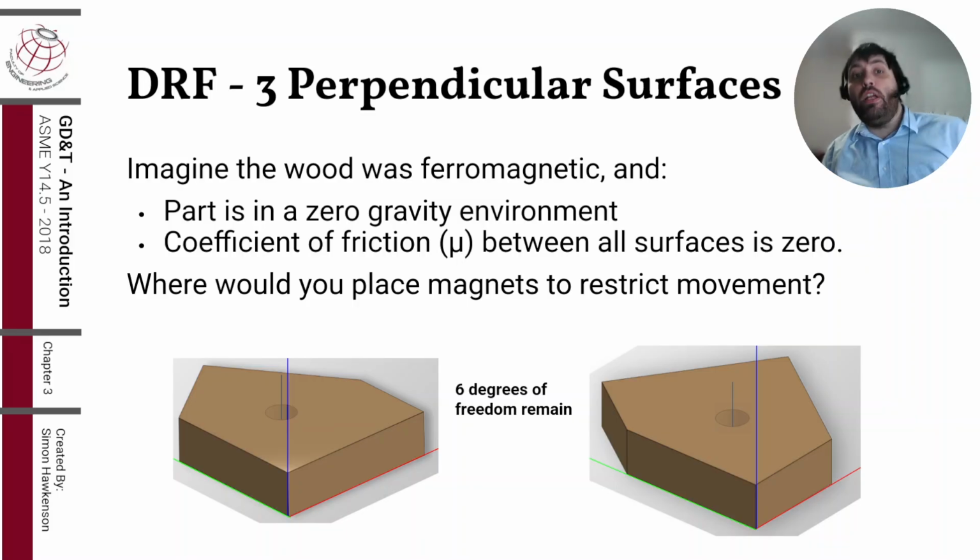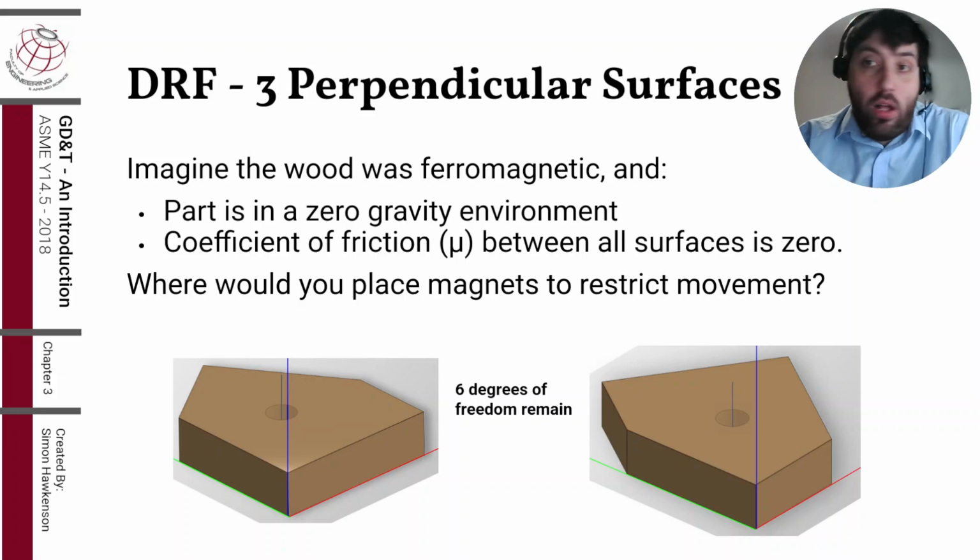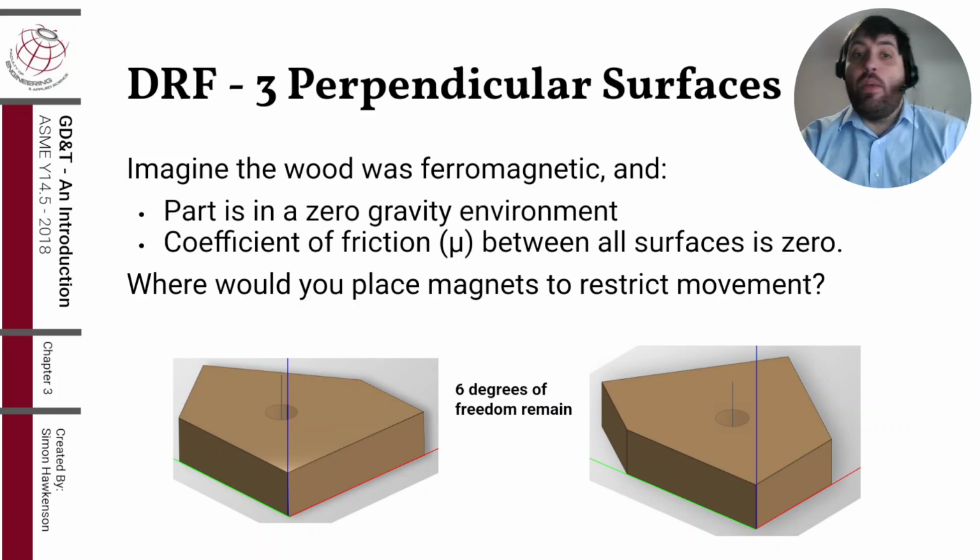Okay, so we've identified 2 potentially good orientations. We need that orientation to be fixed in place. Obviously, we can't start machining if it's free to float around. So let's imagine the wood was ferromagnetic, like if it was made out of iron or steel. It's attracted to magnets, and now imagine that the part was in a zero gravity environment, and the coefficient of friction, so mu, between all the surfaces was 0. The part is completely free to flow off into space, and therefore is able to move along all 6 degrees of freedom.